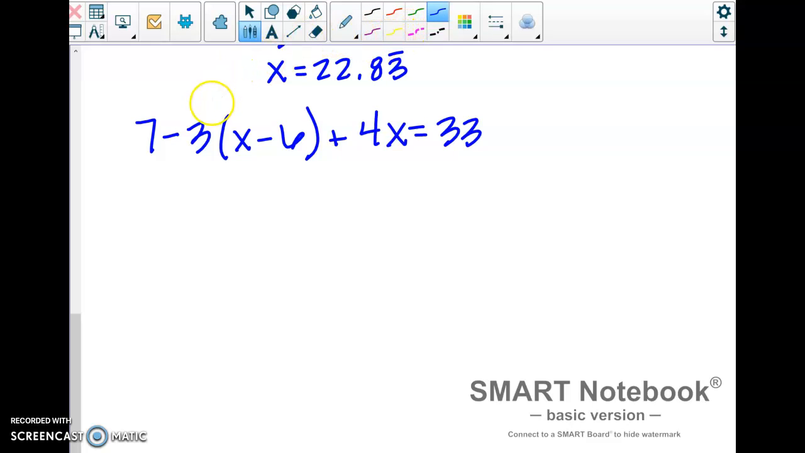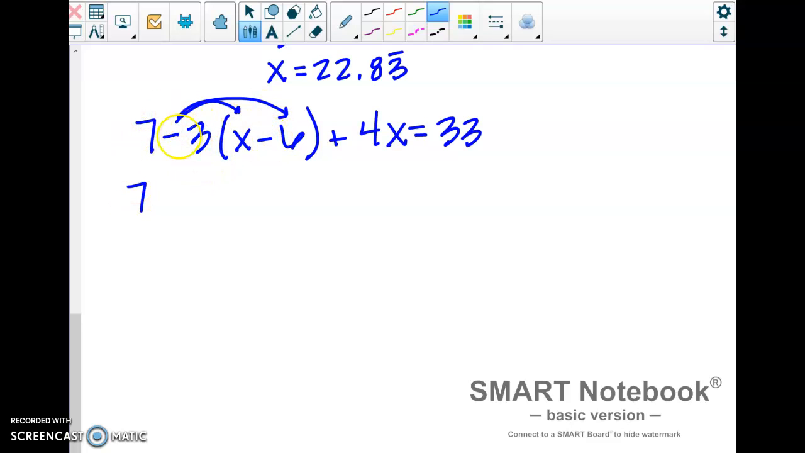Okay, to start, I would use the distributive property. Now this is a negative 3 that's being multiplied by x and being multiplied by negative 6. So this is probably the spot, if you're going to make a mistake, you're going to make it here because you're multiplying a negative times a negative. So the 7 stays 7 because it's not part of the minus 3 yet, because we have to distribute first, because multiplication comes before addition and subtraction.